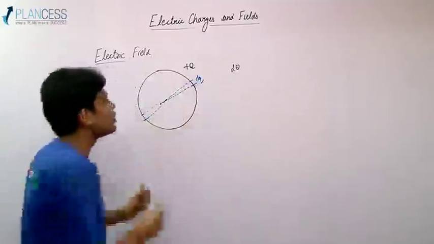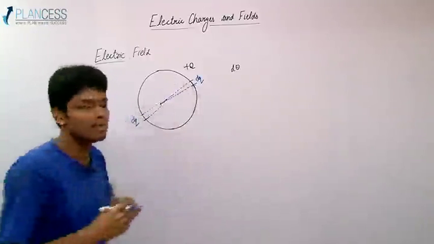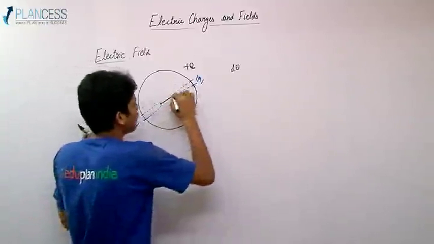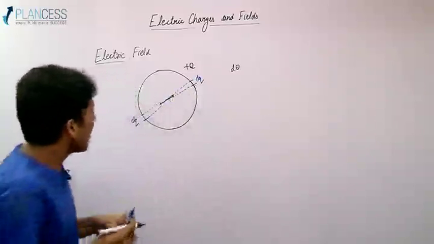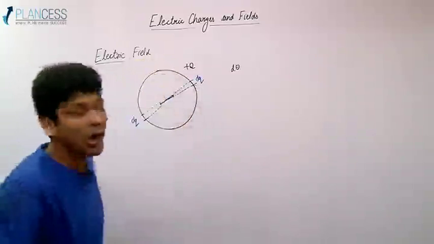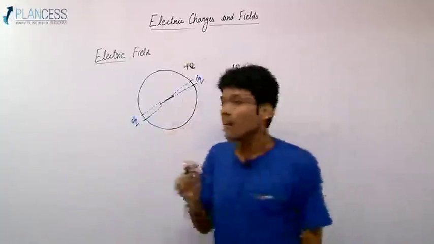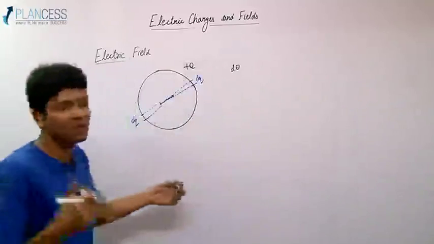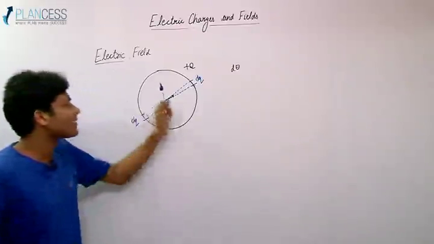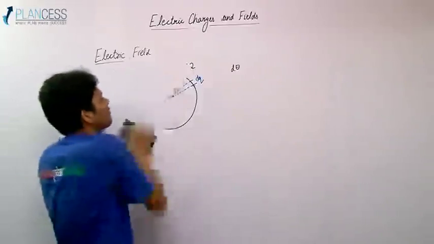Since the charge is uniformly distributed and the angle is the same d theta, the charge here will also be dq. So this dq charge will exert an equal amount of electric field on the other side. Hence, for every dq charge anywhere on this ring, I can find its counterpart on the ring which will exert an equal and opposite electric field at this point. So the electric field at the center of the ring is 0.